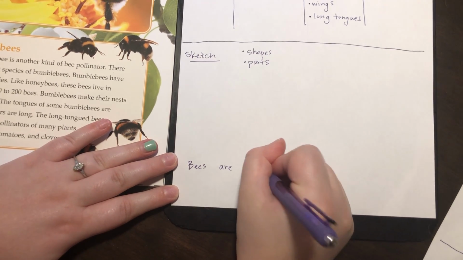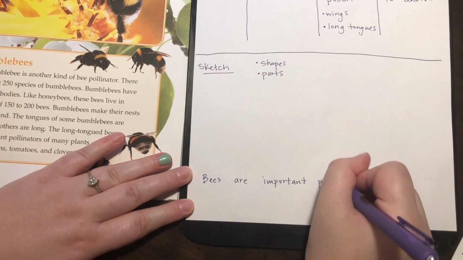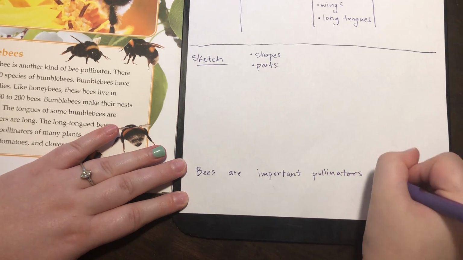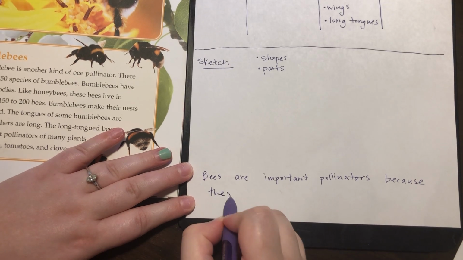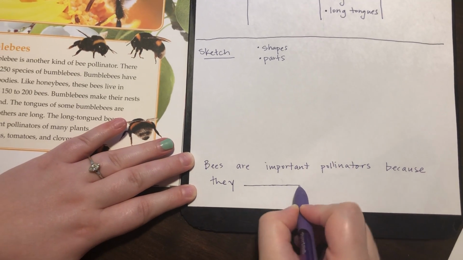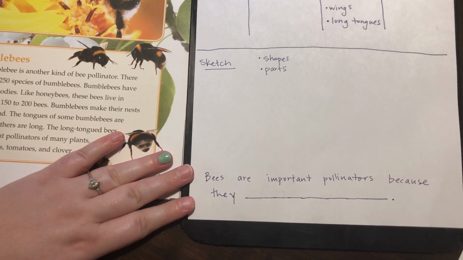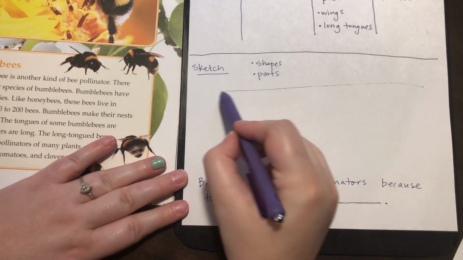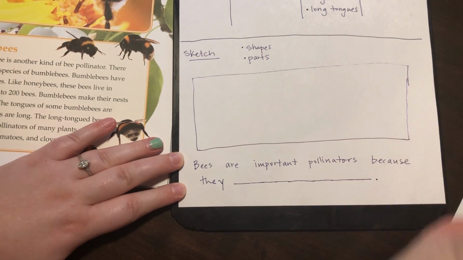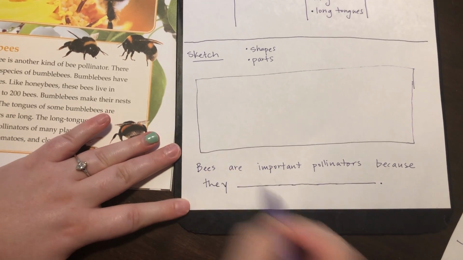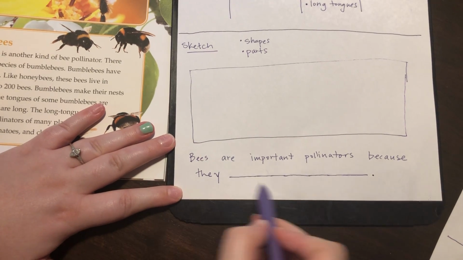Bees are important pollinators because they blank. So, work on your sketch, your scientific sketch of your bumblebee right here. And then finish up your work today by starting on your focus statement. Bees are important pollinators because they blank.